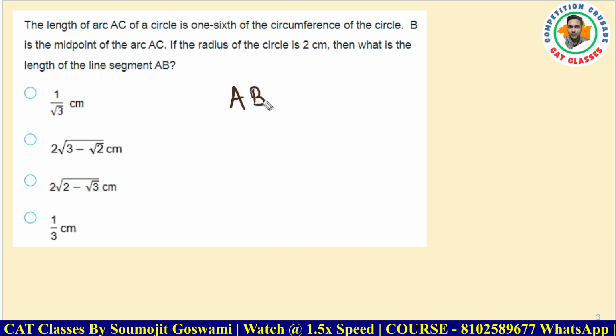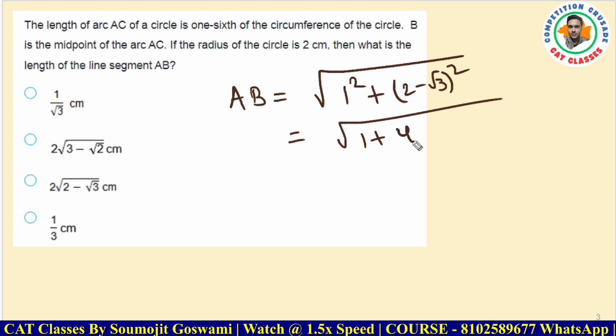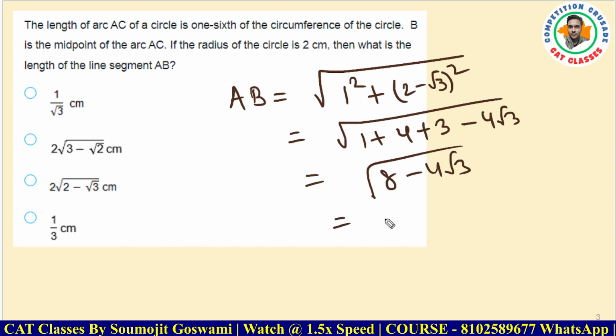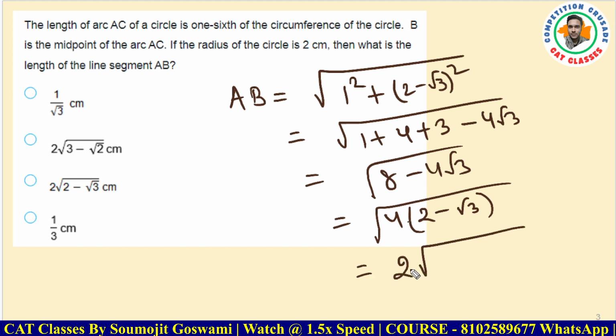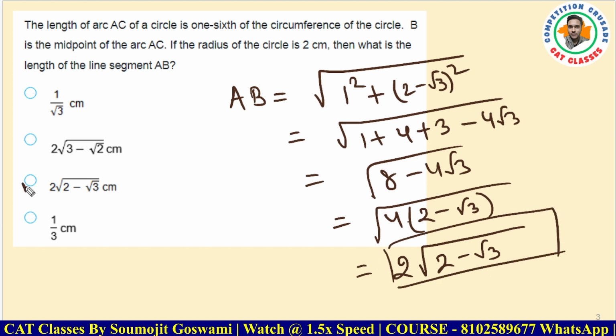For AB, I'll directly write AB will be root over 1 squared plus 2 minus root 3 the whole squared. This is going to be 1 plus 4 plus 3 minus 4 root 3. 7, 8, 8 minus 4 root 3. I can take 4 common. This will be root over 4 times 2 minus root 3. If you take 2 outside, you will get 2 root 2 minus root 3. A little methodical, but yeah, the question is not that difficult. Let's go to the next one.